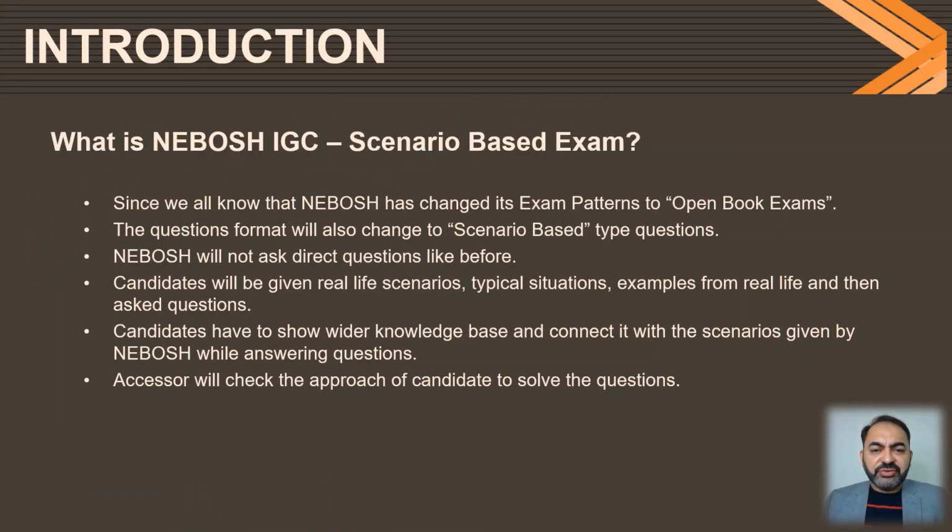Guys, in my earlier videos, we talked a lot about the NEBOSH open book exam, scenario-based questions, and different things. Just a quick recap, the NEBOSH open book exam would be a scenario-based exam, and NEBOSH might not ask you direct questions as they used to ask earlier. For example, what are the steps involved in risk assessment? And people used to write 5 steps of risk assessment, or they used to ask what are the steps involved in accident investigation procedure, and people used to write certain points directly.